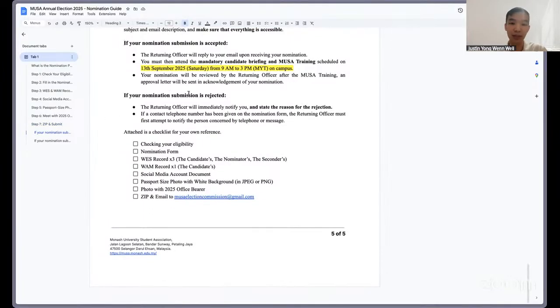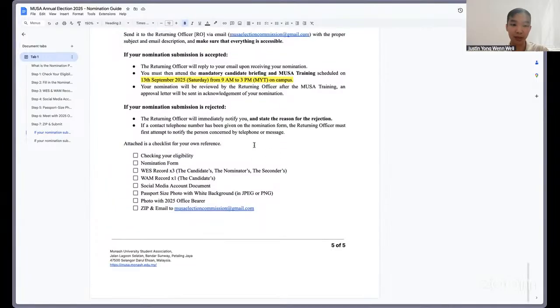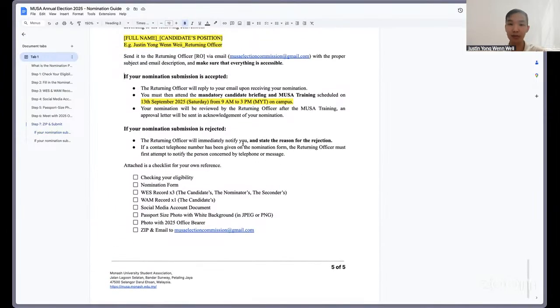So if your nomination is rejected, then I will also be notifying you. And don't worry, we will state the reason for the rejection. And if you really feel that you're not happy with the rejection, a contact telephone number will also be given on the nomination form, so then you can contact me and appeal your case. So those are some things to take note of for the nomination process. Okay, let me switch back the screen.